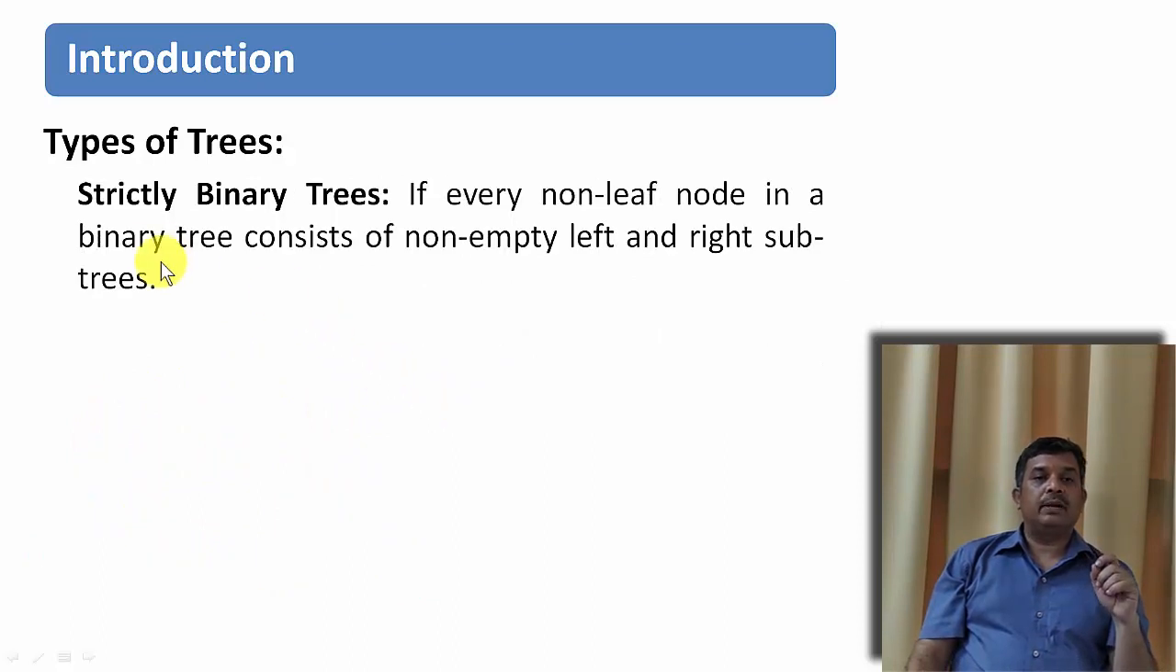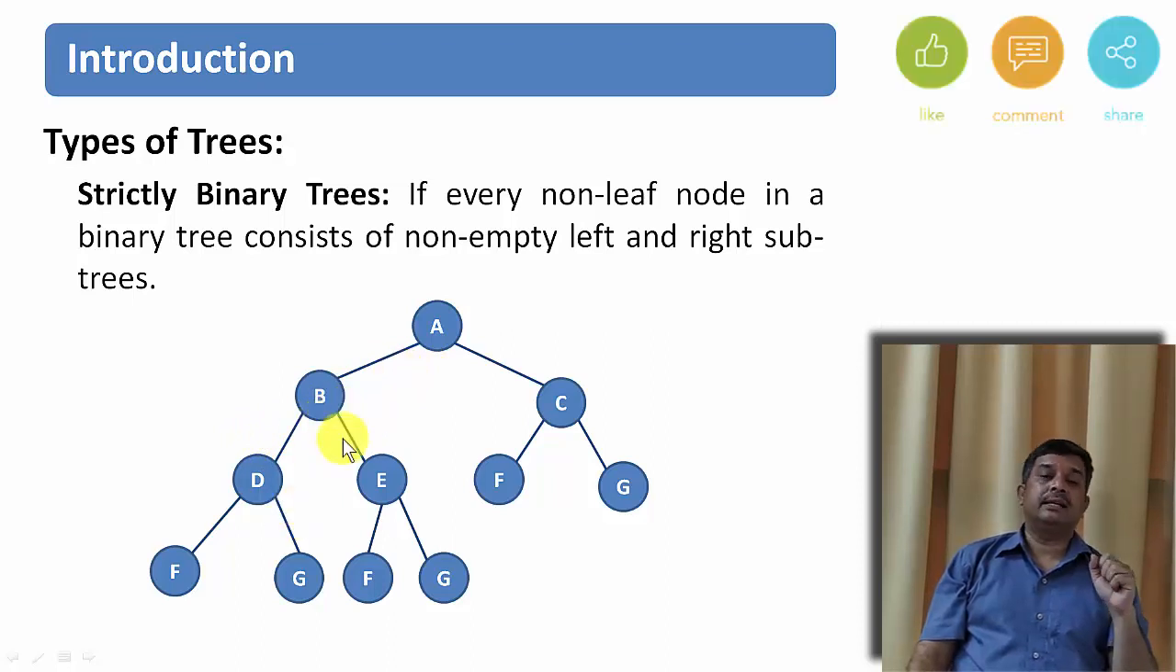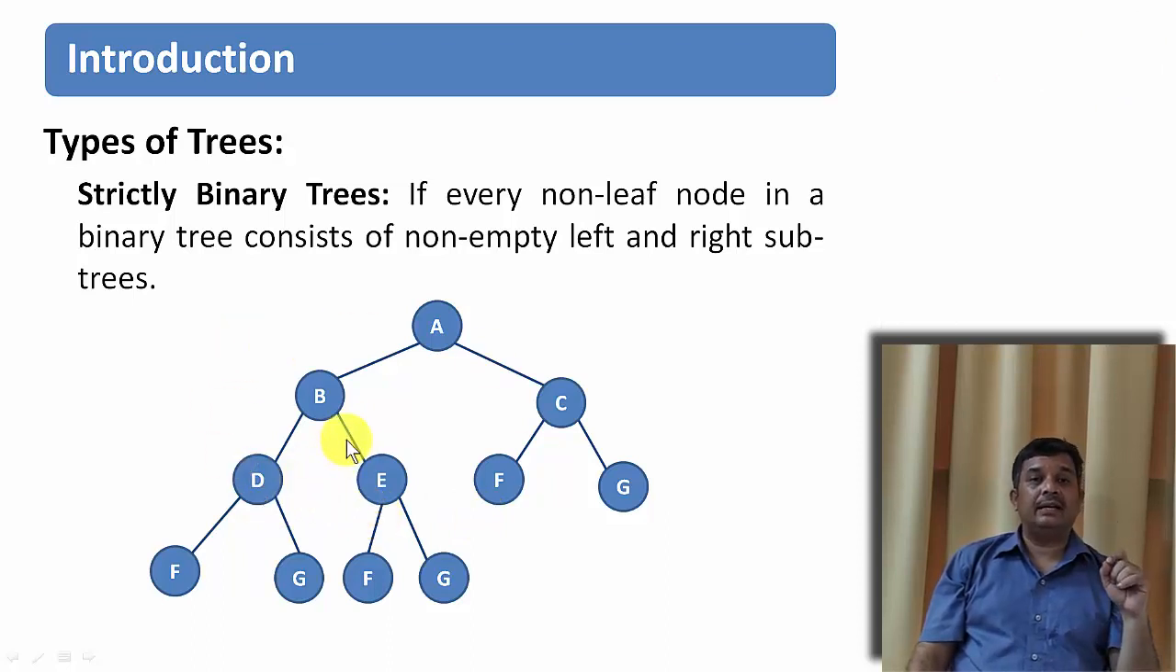One more type of tree is the strict binary tree. If every non-leaf node in a binary tree has a non-empty left and right subtree, then I'll say it is a strict binary tree. In this example you can see every non-leaf node has a left subtree and a right subtree. So this kind of tree I'll call a strictly binary tree.